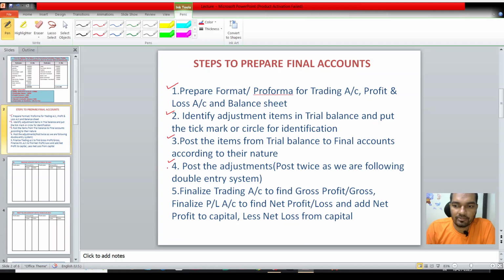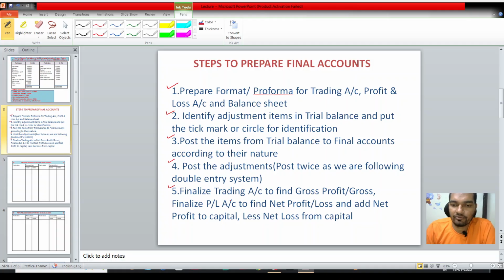Every adjustment must be recorded twice because we are following the double entry system of accounting. The final step is finalizing the trading account to find out the gross profit or gross loss, and we need to transfer either gross profit or gross loss to the next account, that is profit and loss account.